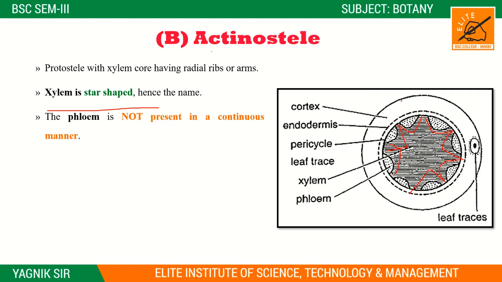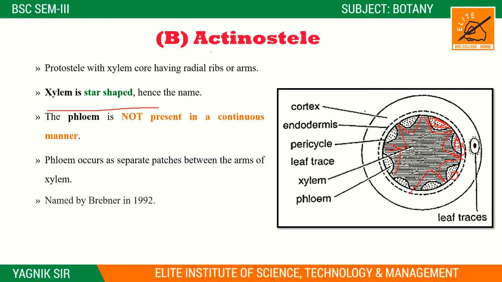In earlier types of the stele uniform the layer of the phloem, but here not the uniform. That means some sector in this the present, not the uniform, right? So this is the difference between the actinostele and the haplostele, right? Now phloem occurs as a separate patches. આવી ગયું patches માં? That means these phloems ring are the not the continuous. These phloem are present in these patches, right?